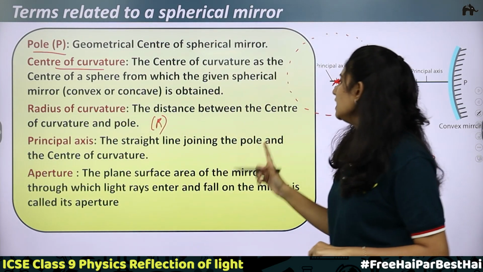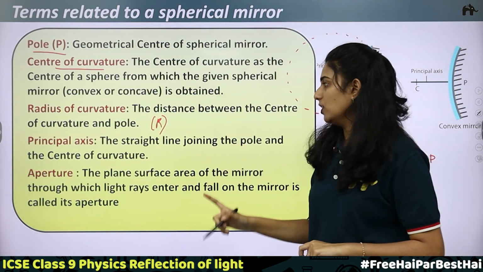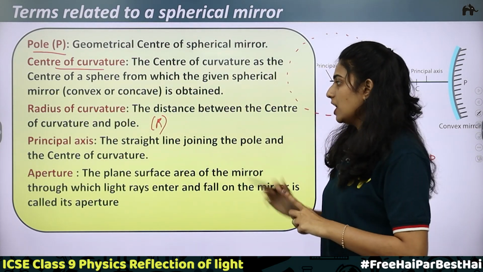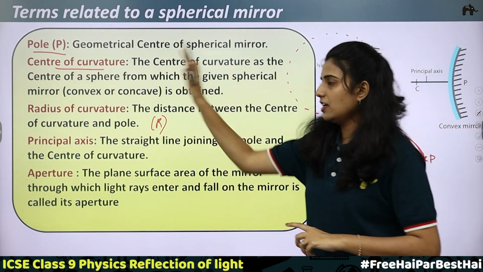The distance between the center of curvature and pole. Next is principal axis. So we have to remember one thing, the center of curvature.